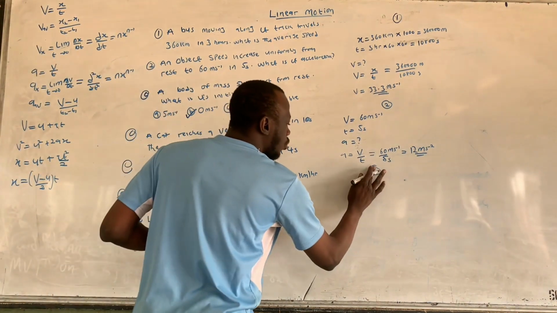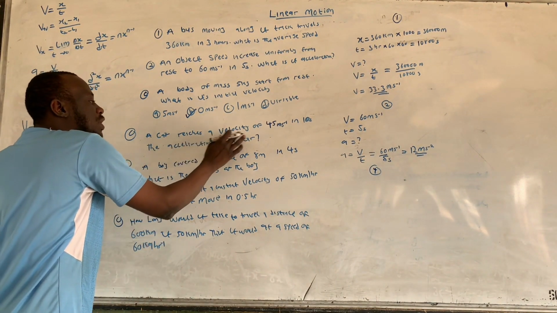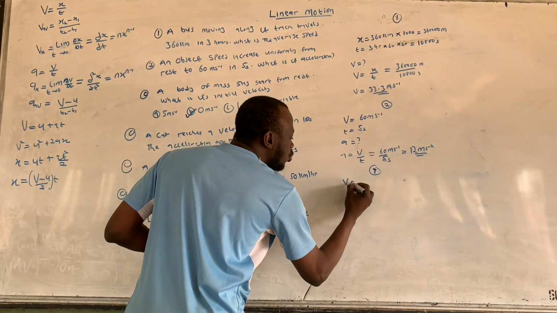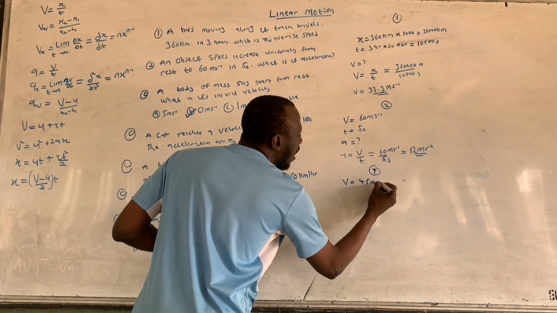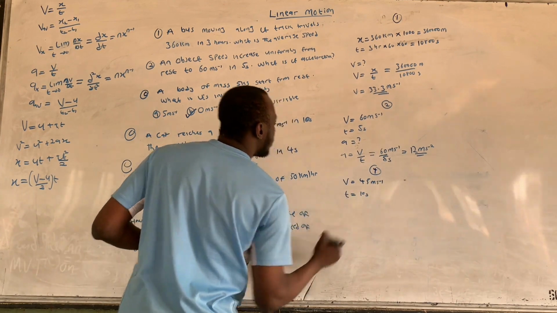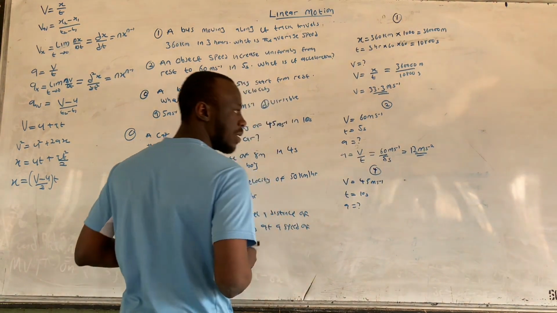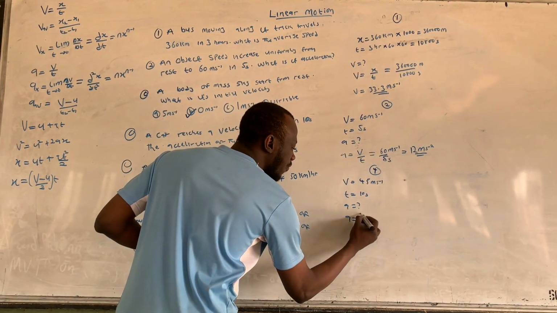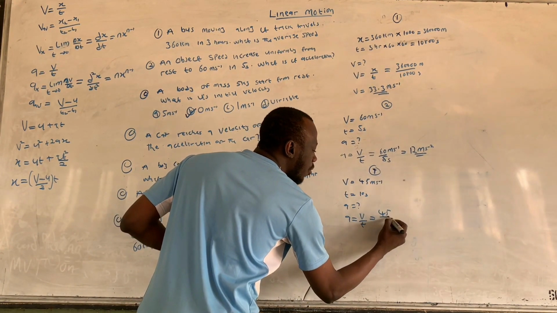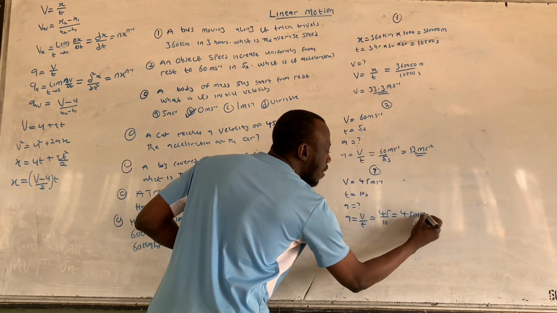So now, I'll move on to solve question 4. It states that a car reaches a velocity of 45 meters per second in 10 seconds. T equals what? 10 seconds. What is the acceleration? A equals question mark. Now my A here equals V over T. V is 45 all over 10 equals 4.5 meter per second squared.